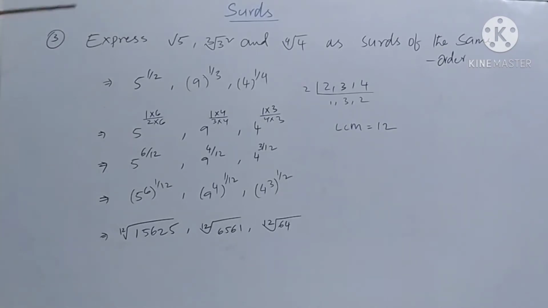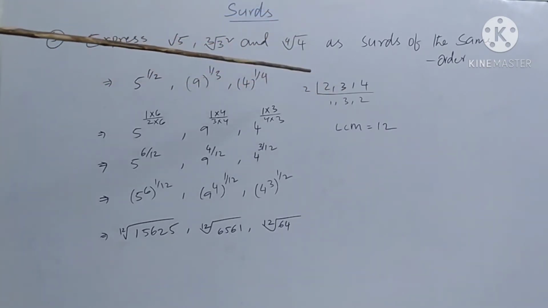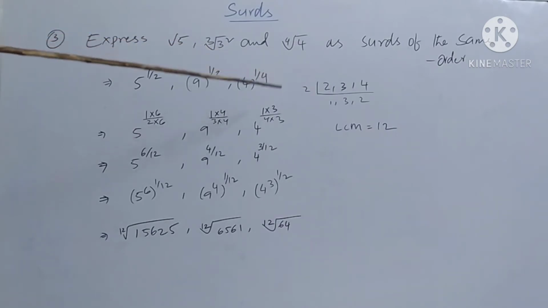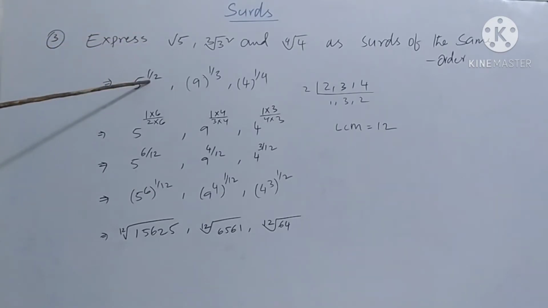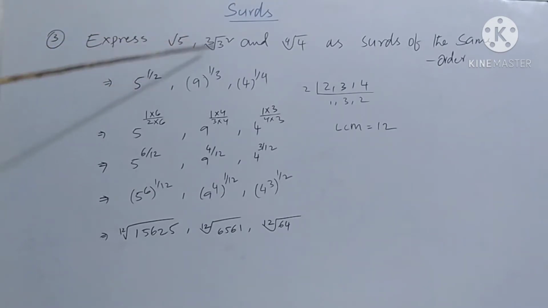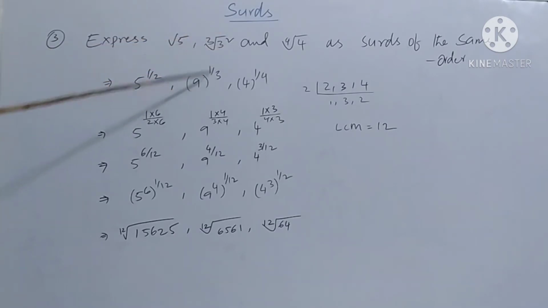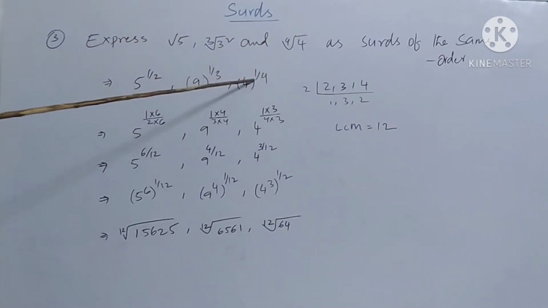This is our third question. Express root 5, third root of 3 square and fourth root of 4 as surds of the same order. Same order means the nth root is the same. Here, root 5 is nothing but 5 to the power of 1 by 2. Third root of 3 square means 9 to the power of 1 by 3. Fourth root of 4 means 4 to the power of 1 by 4.